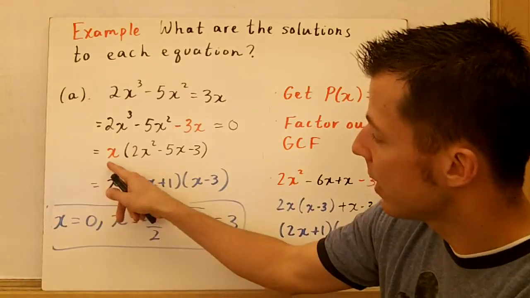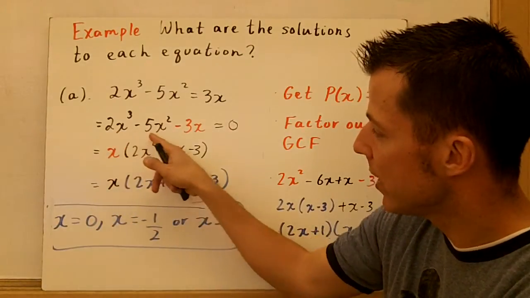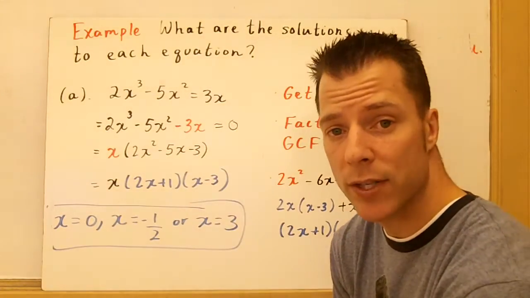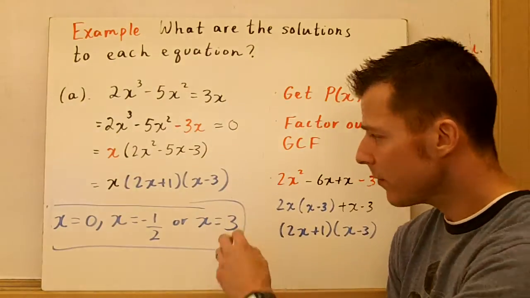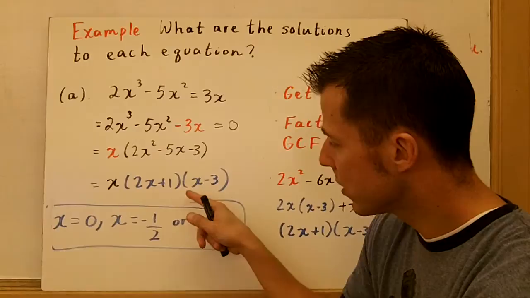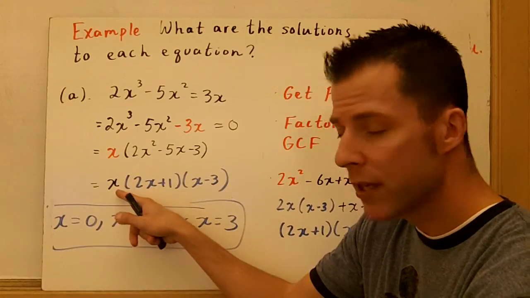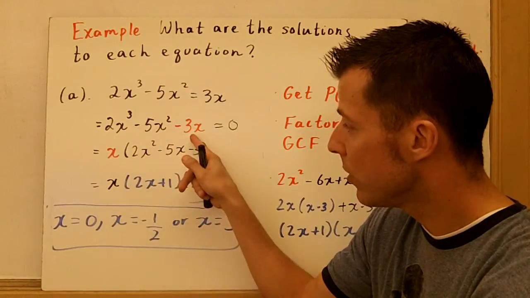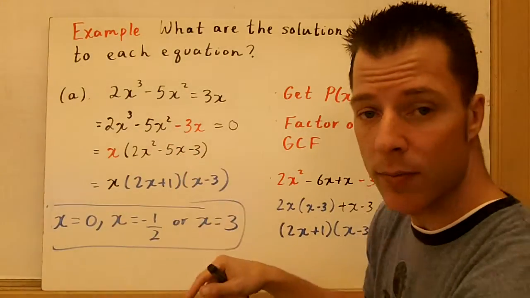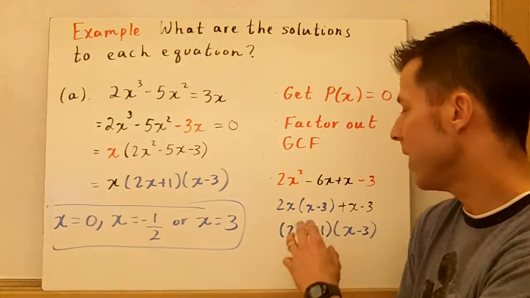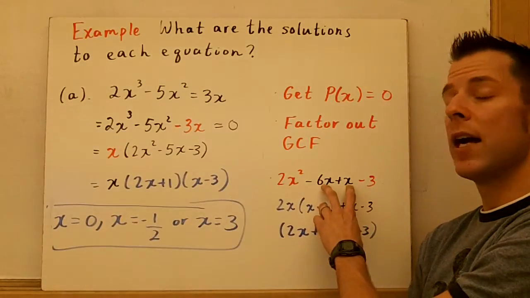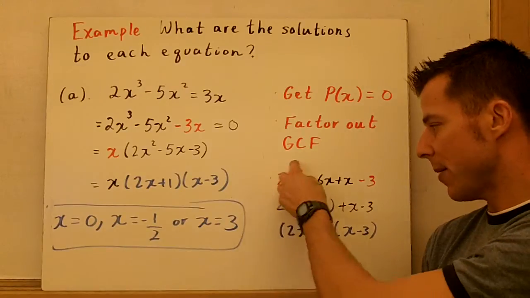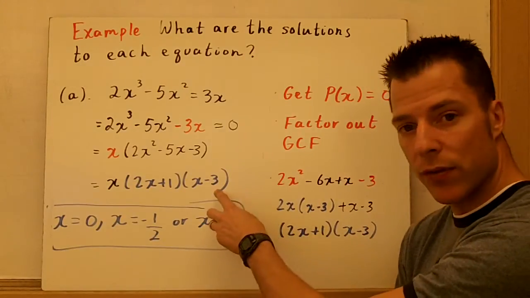So I factored out an x, and basically you divide each of these terms by x, and this is what's left. Now you have to see if you can factor inside, which you can, and you get the quantity 2x plus 1 and x minus 3 times x. If you're having trouble factoring this, multiply the 2 and the 3 and you get negative 6. Two numbers that multiply to be negative 6 and add to be negative 5 are negative 6 and plus 1. So over here I've shown the steps how to do that. I didn't do that over here.